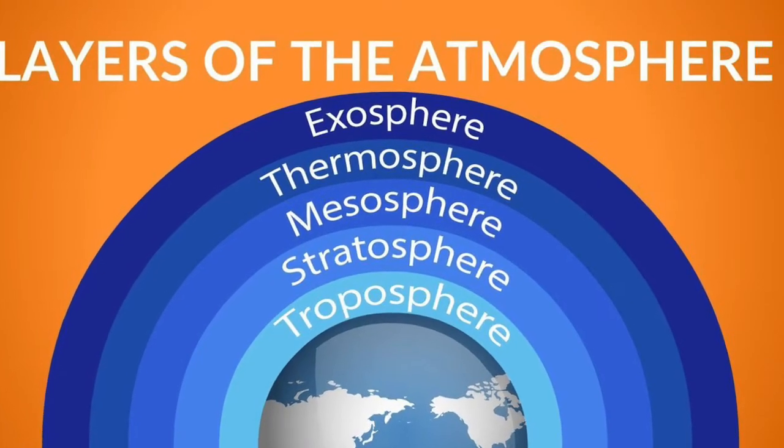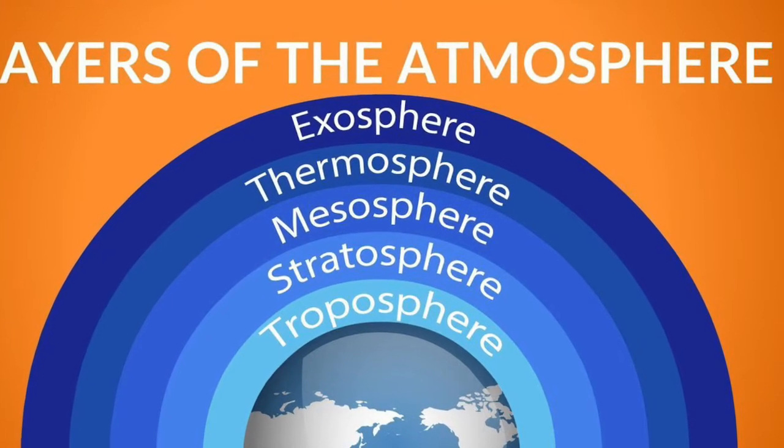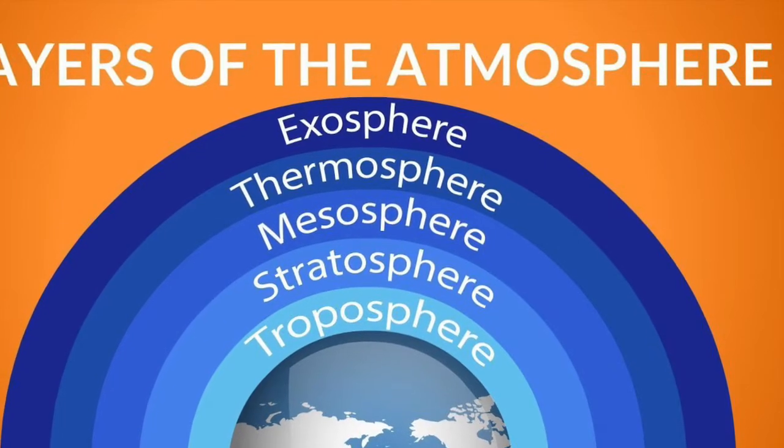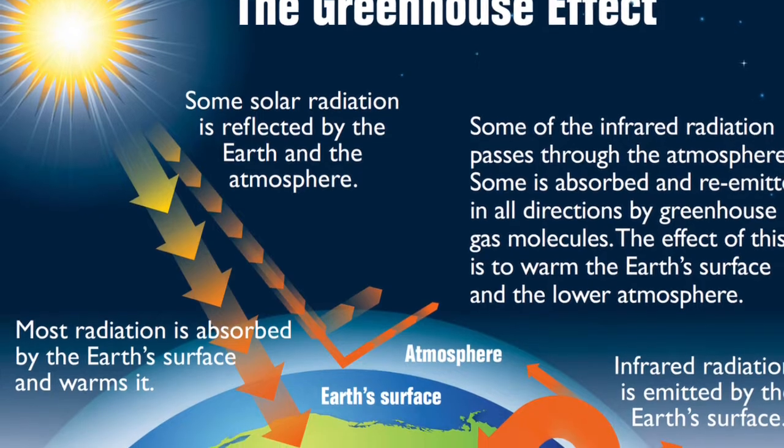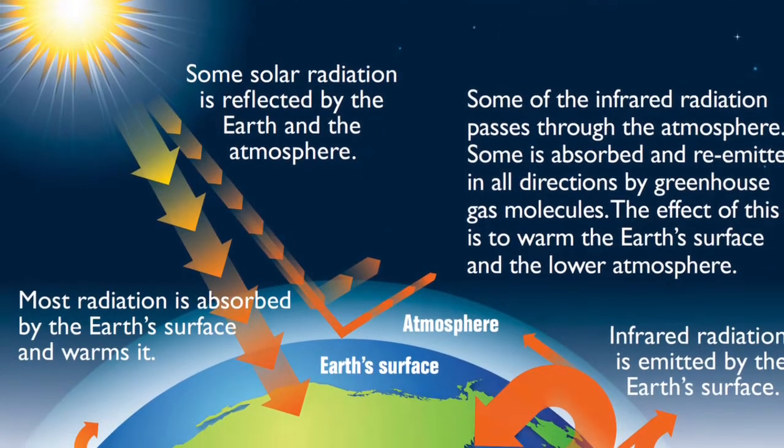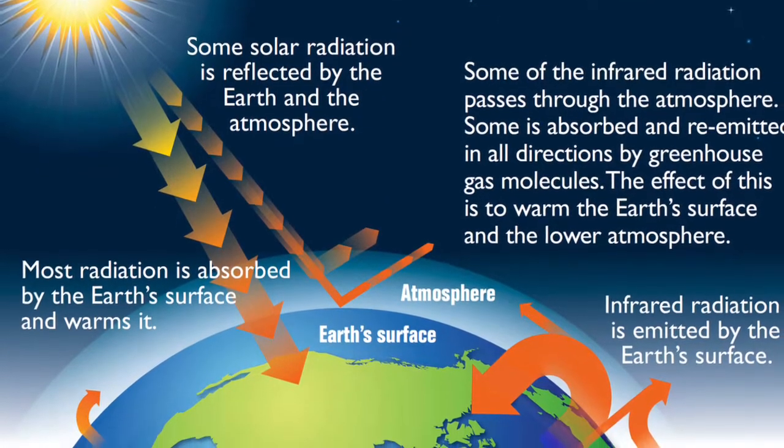On Earth, we're pretty lucky to have an atmosphere filled with air. The air in our atmosphere acts as an insulation, keeping the Earth from getting too cold or too hot. Ozone, another type of gas in the air, also protects us from too much sunlight.